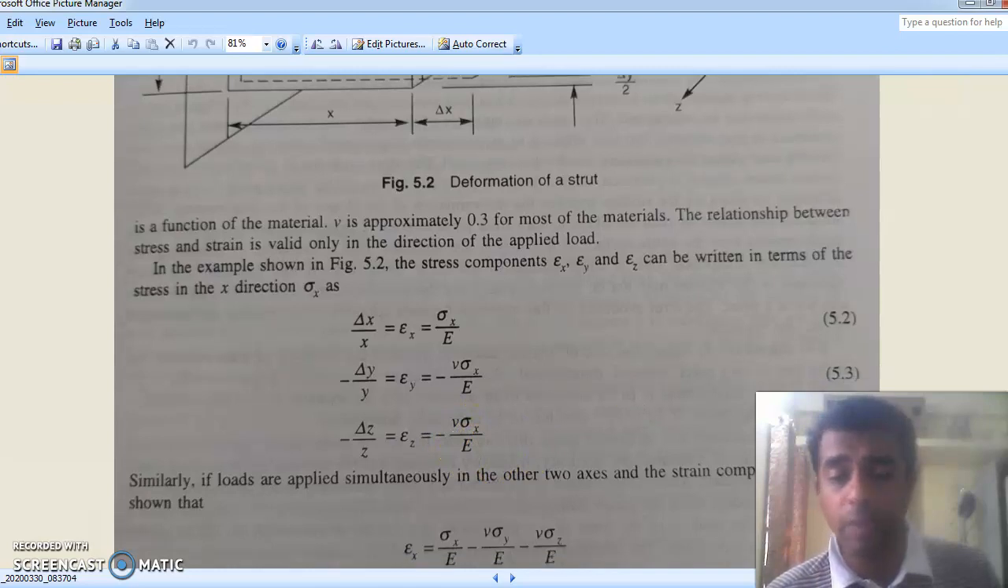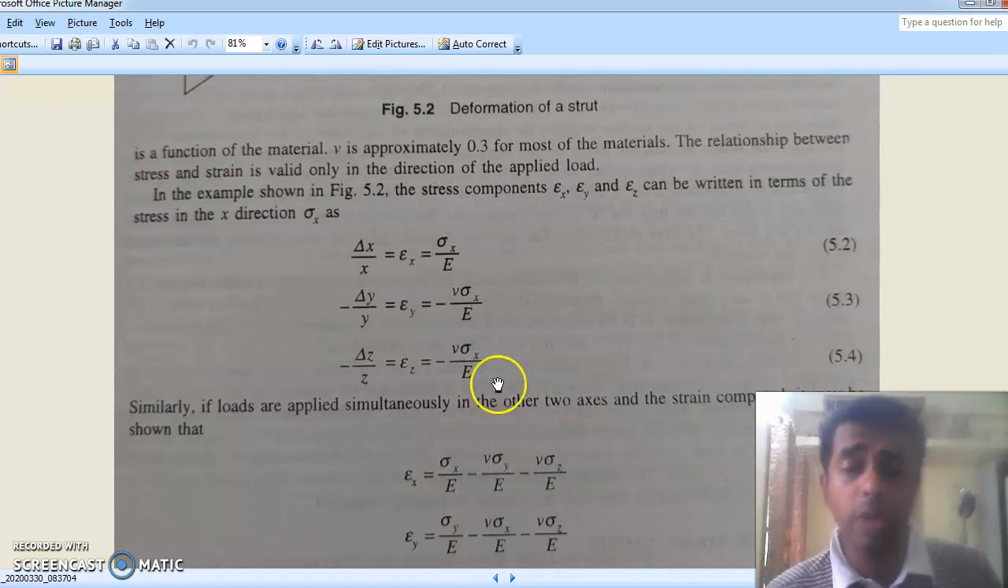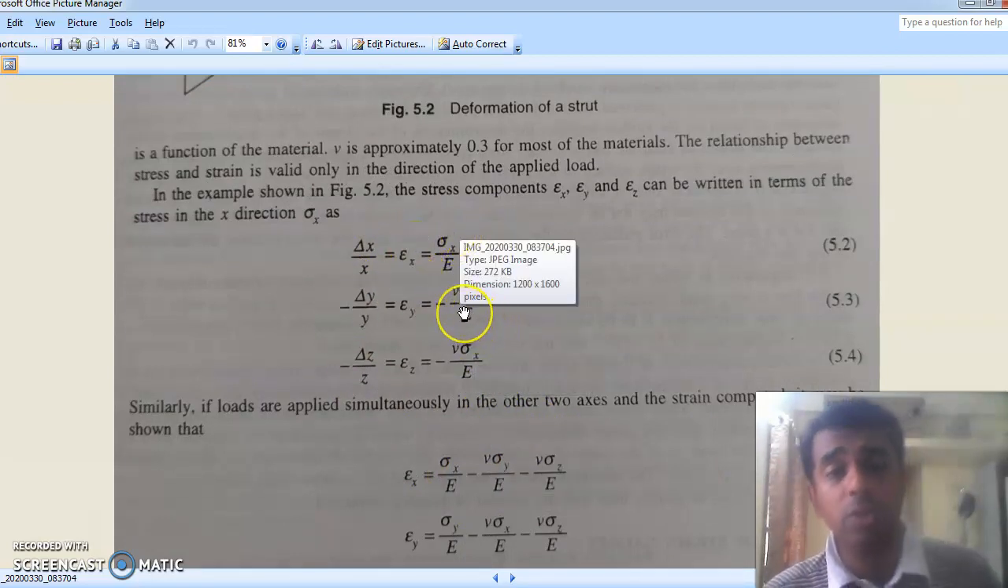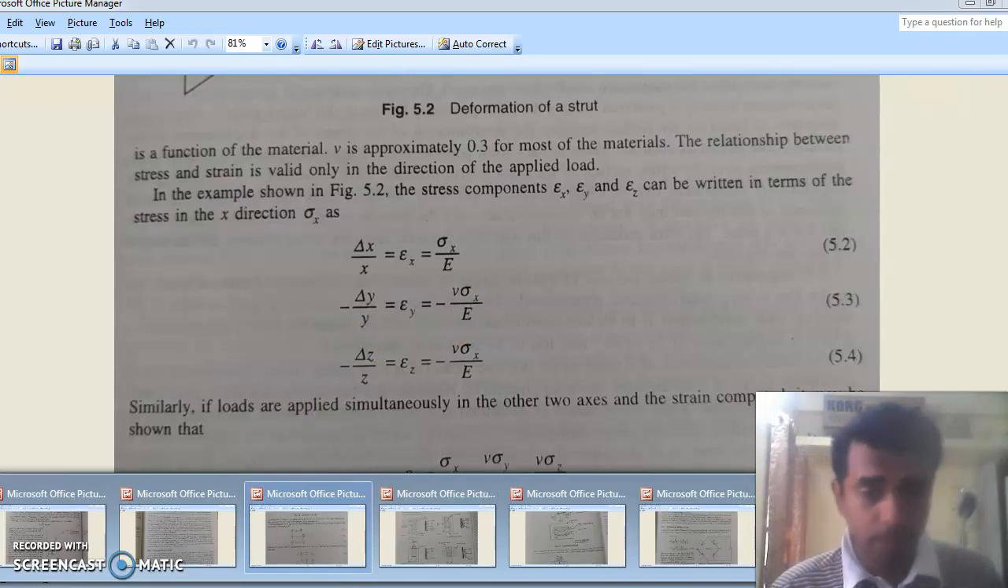So combining everything, you will get sigma x by E, and so on. This is very important, that is the effect of Poisson's ratio. Why is the Poisson's ratio here? Because when we apply the force in the x direction, there is contraction or compression along the other two perpendicular directions, that is y and z. So that is one point I have to stress.